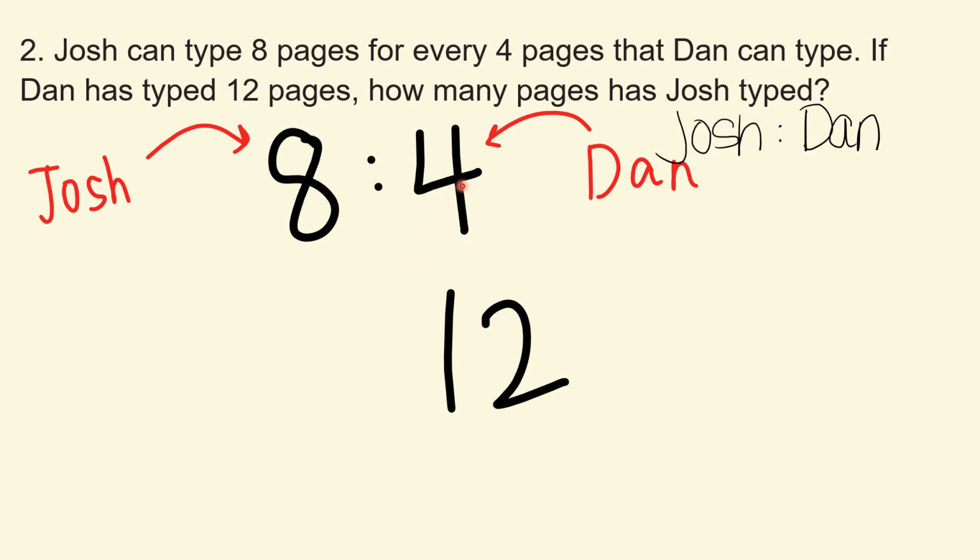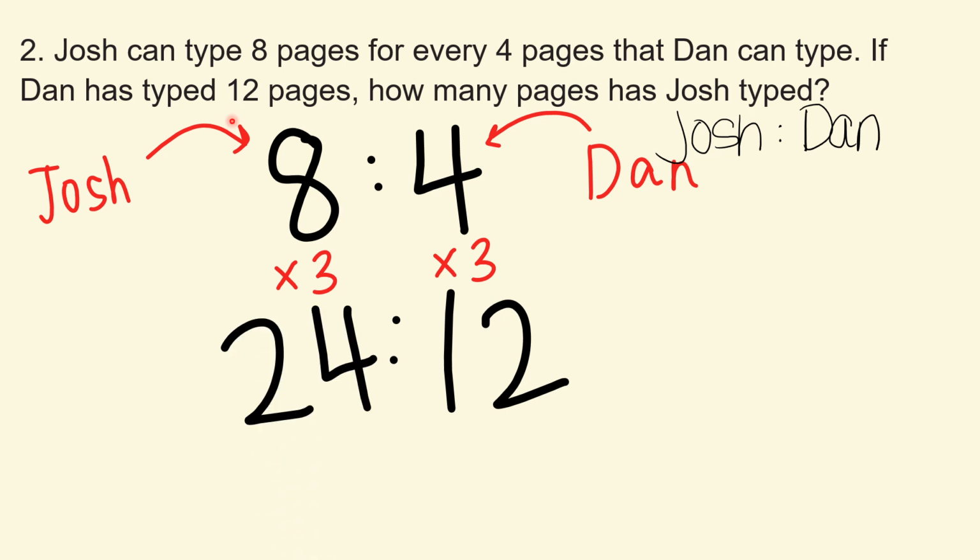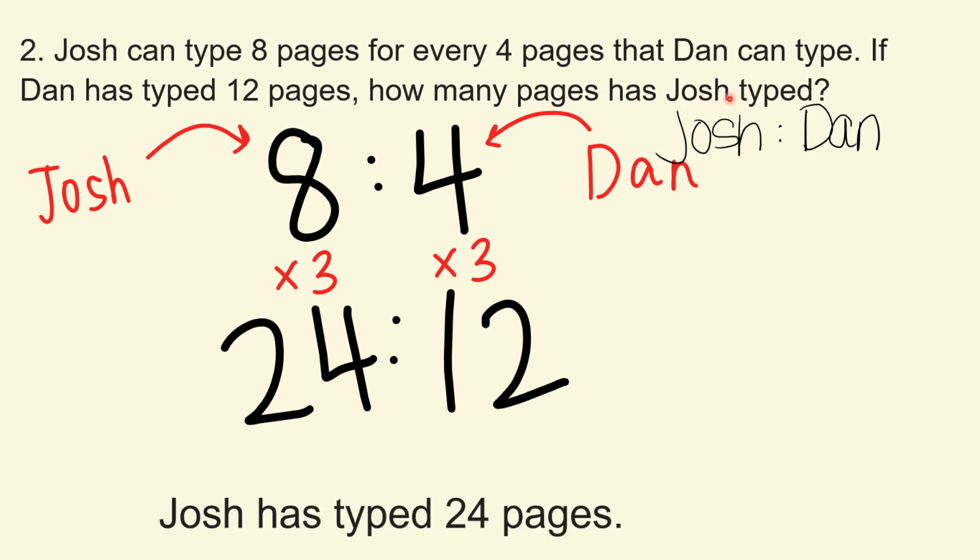So let me ask you this. How did we get from 4 to 12? What do we need to multiply by? 3, right? So we had to multiply by 3. Now we don't know how many pages Josh has typed, so I've just labeled that as X for right now. You could have left it blank. But we have to do the same thing to Josh's side. So we multiplied Dan's side by 3. Let's multiply Josh's side by 3. So 8 times 3 is 24. So the question is, how many pages has Josh typed? We would say Josh has typed 24 pages.